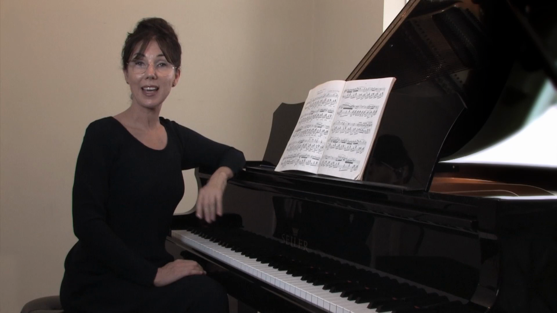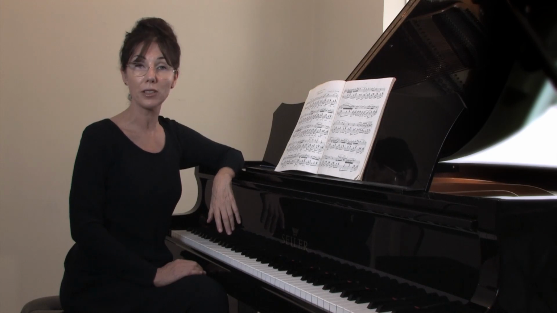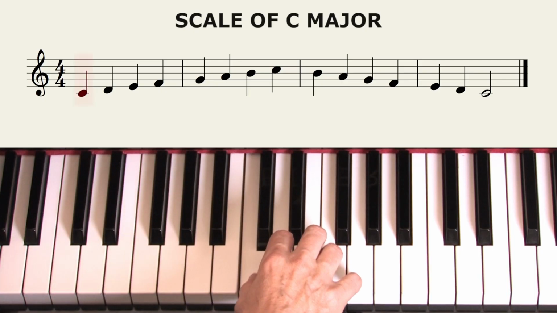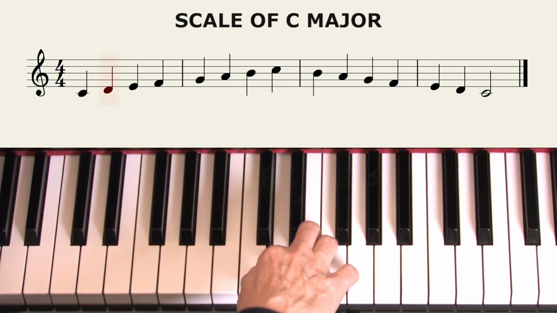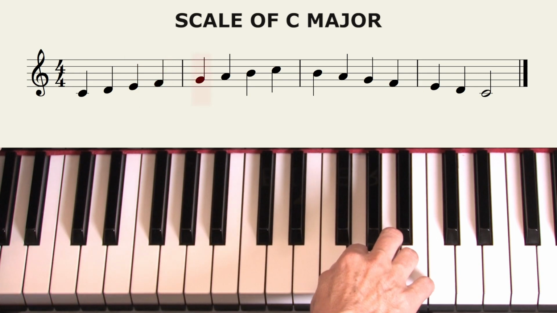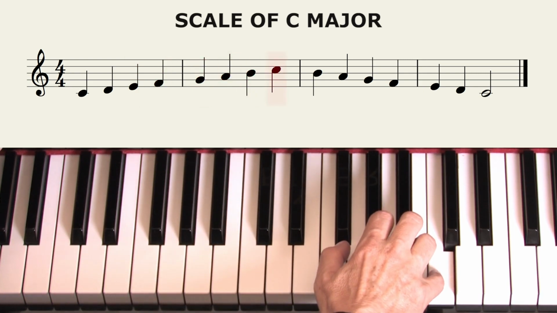The fact that a scale goes up and down in steps can very clearly be seen also on the manuscript. So C major would start on a line of C, then D is a space, E is a line, F a space, G a line, A a space, B a line, and C a space.